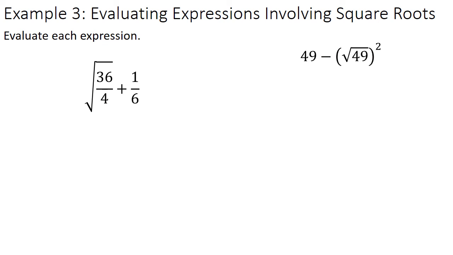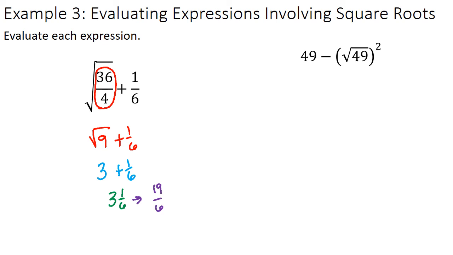As we look at this first one, there are two main ways that we can go about doing this. The first way is to look at this and see that we have 36/4, and we can simplify this fraction inside of our radical sign. So 36 divided by 4 is 9, so we end up with the square root of 9 plus 1/6. We know that the square root of 9 is just going to give us 3 plus 1/6, and 3 plus 1/6 is just going to be 3 1/6, which we can then rewrite into an improper fraction as 19/6.